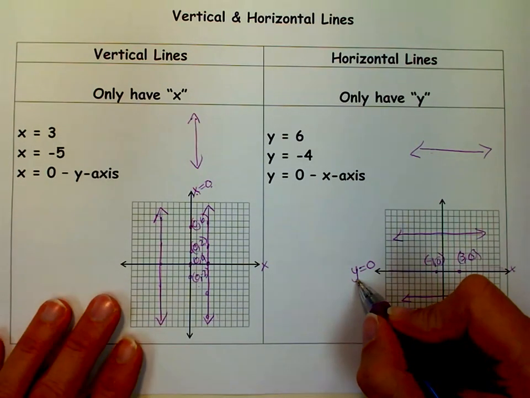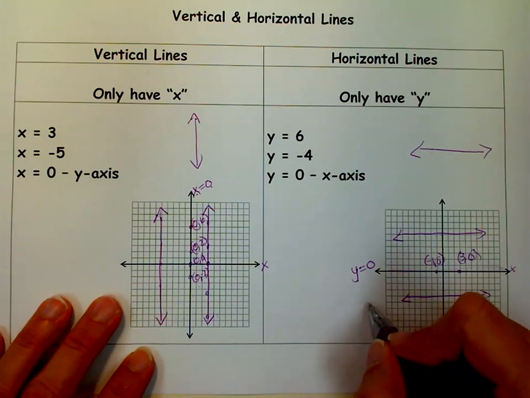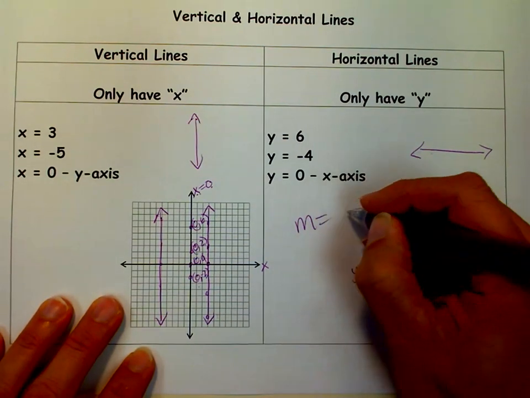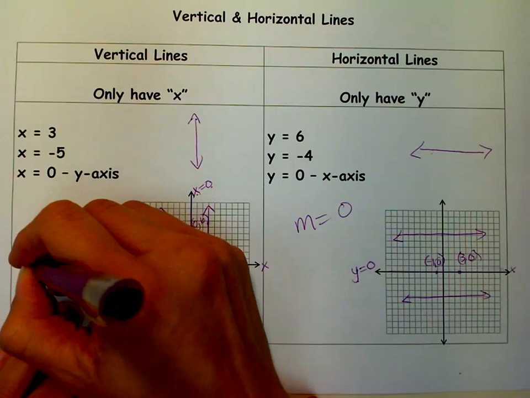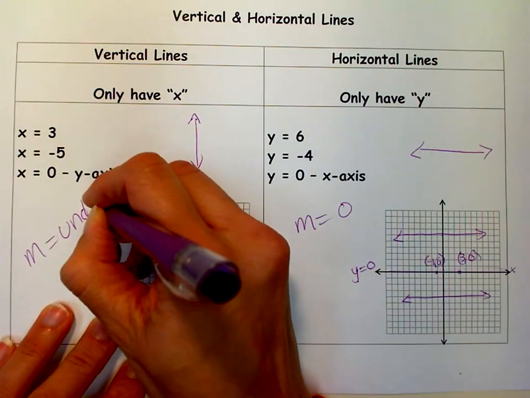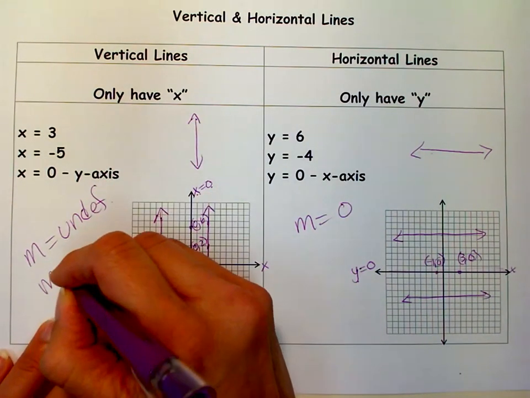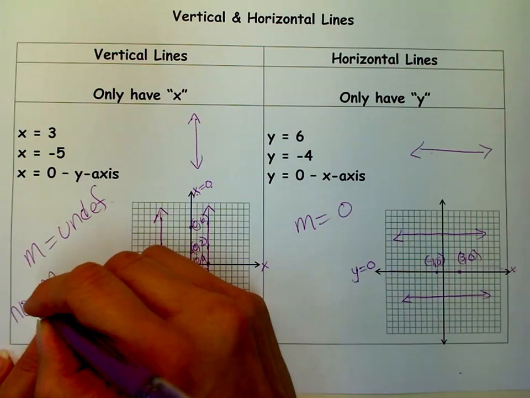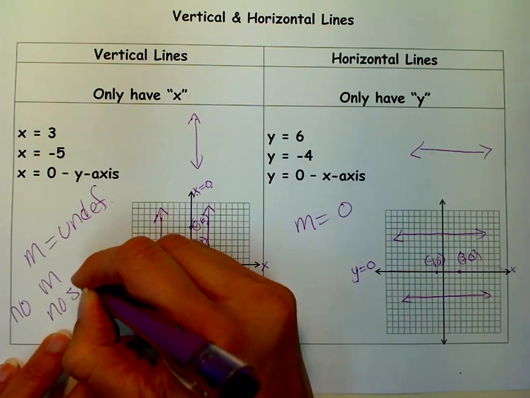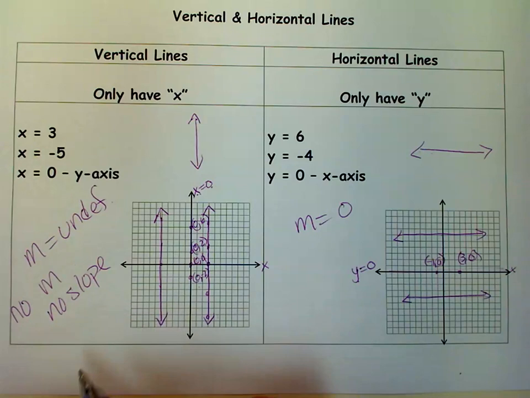If you're able to recognize when you have a vertical or horizontal line, it really makes things a lot easier. And remember, the slope of the horizontal line is 0, and for the vertical line, there are two ways they write it. They either say it's undefined, or we say there is no slope. Either one is usually acceptable, but you might want to figure out which way your teacher prefers it.